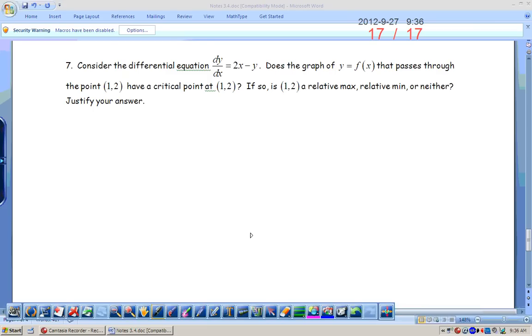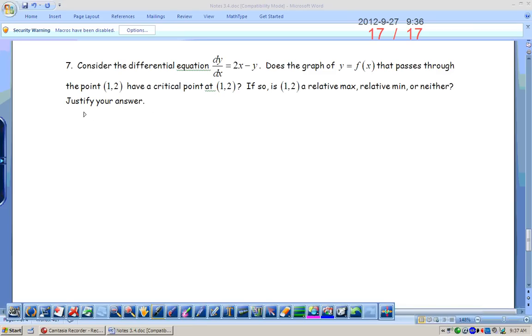So does the graph of y equals f of x, the graph whose derivative is 2x minus y, that passes through the point (1, 2), have a critical point at (1, 2)? If so, is (1, 2) a relative max, a min, or neither? Justify your answer. All right, so the first part is easy. Critical points are where the first derivative equals 0. So in order to determine whether (1, 2) is a critical point, I need to determine whether the first derivative is 0 at that point.